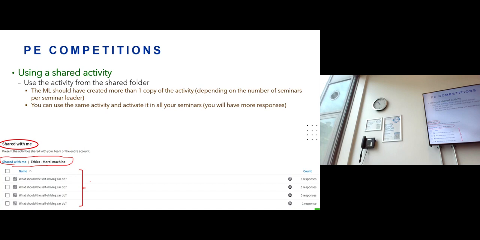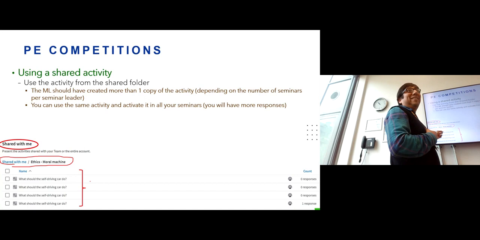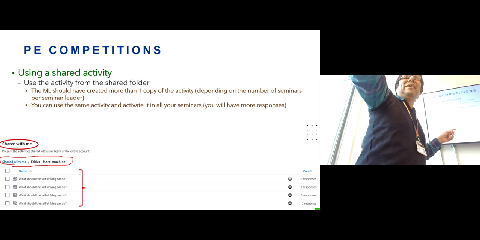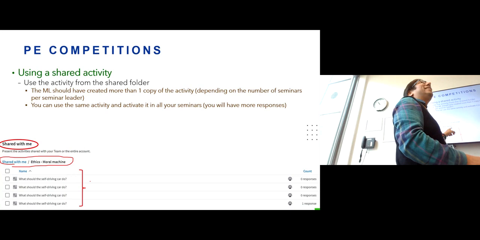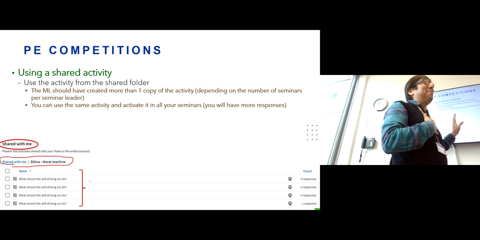I'm going to copy the same activity four times, one per seminar, right? But my seminar leader here only has one seminar. Out of the four, she can only use one, and forget the rest. The seminar leader cannot change anything here, because the module leader created this. So that system is, in a more simplistic way, for me as module leader.